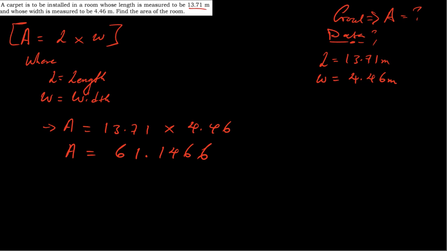61.1466. Now, let us put in mind that area is practically the size of a two-dimensional surface. So it's in two dimensions. We know that the width is in meters, as well as the length is in meters. So meters by meters, we expect to have meter squared. Now if we round this off to three significant figures, we'll be saying that our area of the room, which we need to find, is 61.1 meter squared. And this is our final answer.